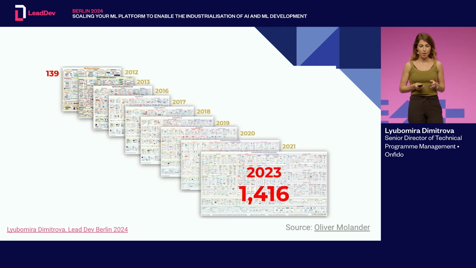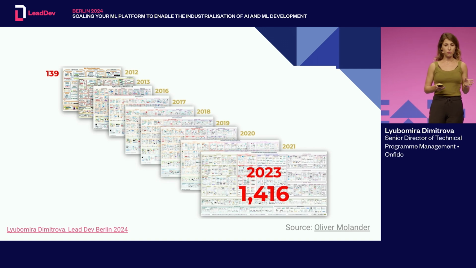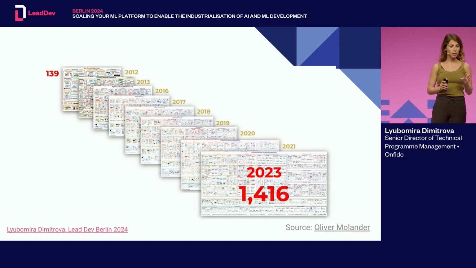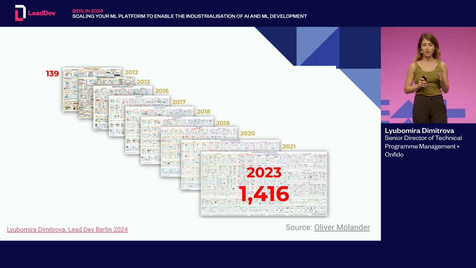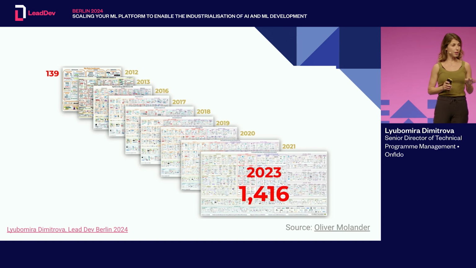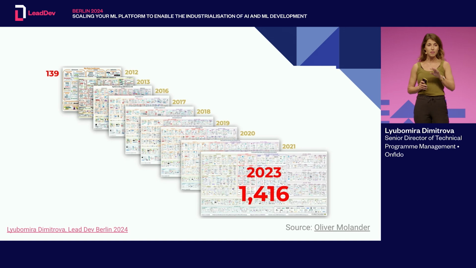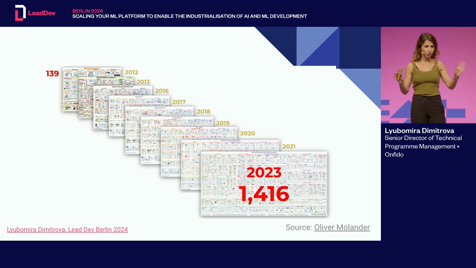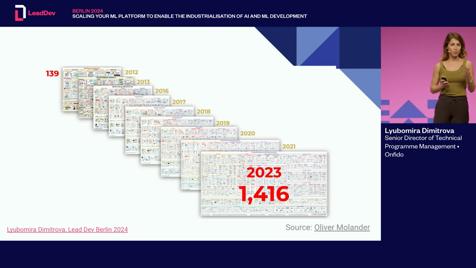Great. And over the past 10 years or so, the MLOps space has been growing at an impressive speed. In 2012, there were roughly 140 tools in this category. By 2023, this was around 1,400 tools. This is an impressive 1,000% increase. Just think about this number. This undoubtedly reflects the AI hype, right? But it also reflects something else.